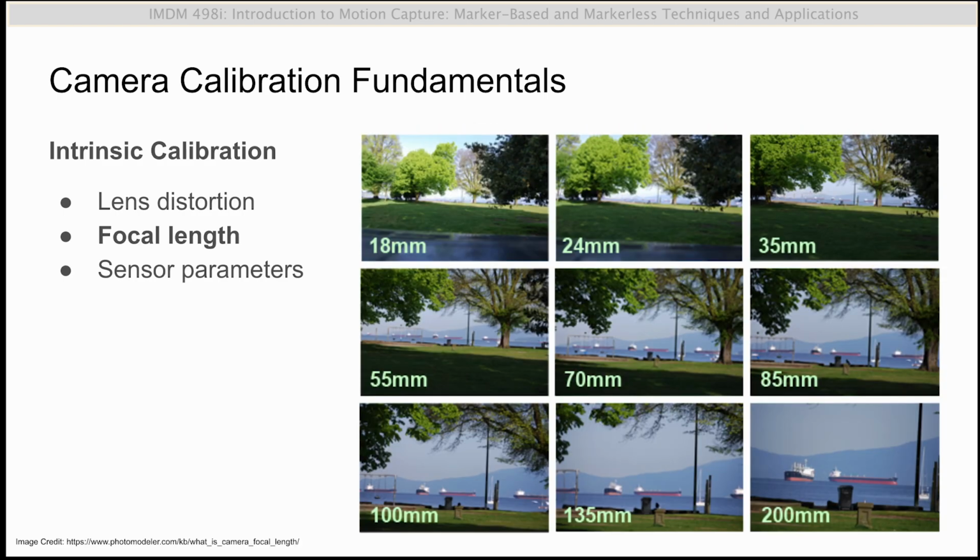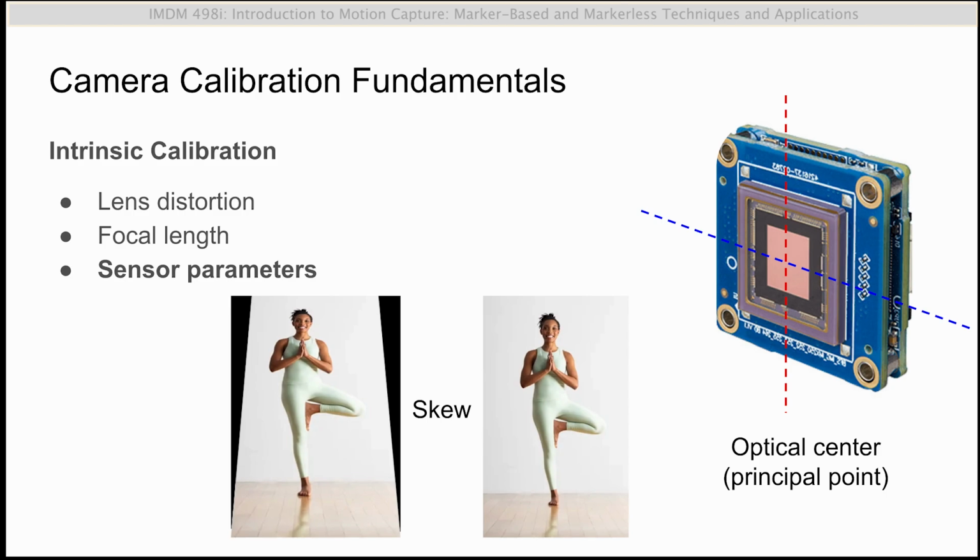Second is the focal length. So depending upon the focal length, the image can look quite different, even though the camera is placed at the exact same place. So we also need to know what the focal length is to understand what is really happening in the world and what the camera is really seeing. And there are other sensor parameters. One is skew. If the sensor is not perfectly placed, which is very, very difficult to do, the image might come out slightly skewed, and we need to correct for that.